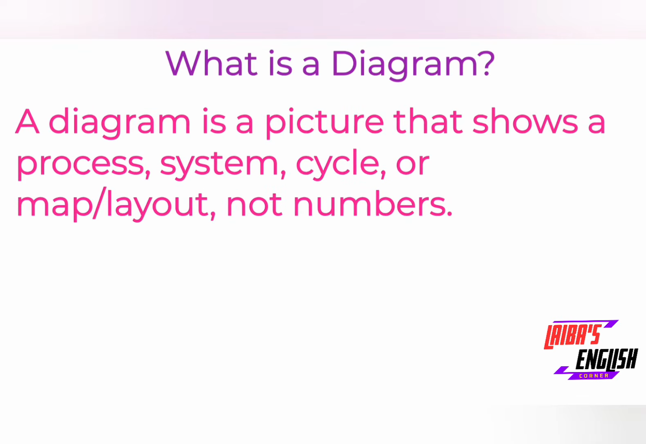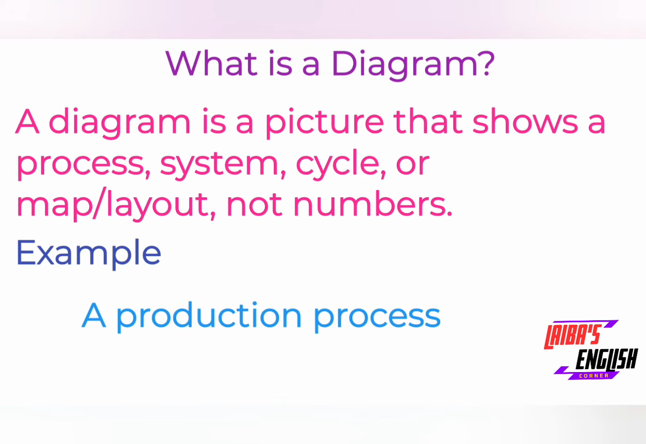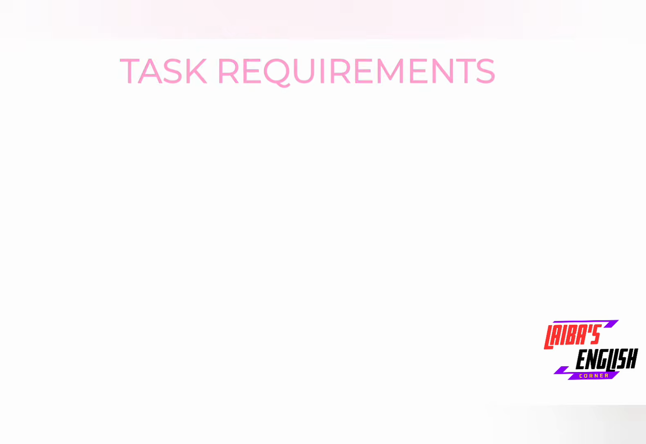A diagram in IELTS writing task 1 is a picture or drawing that shows a process, a cycle, or a set of steps. It's not numbers or statistics like bar graphs or pie charts. Instead, it's visual information about how something works or changes over time. For example, a production process. It can be of anything, for example, of coffee, how coffee is produced. So this is a process and maybe a diagram occurs in your paper and you have to explain it.